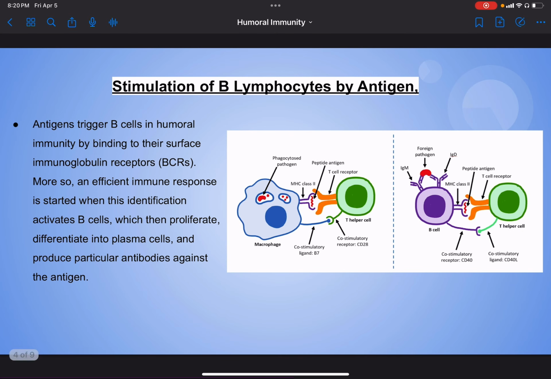As for stimulation of B lymphocytes, antigens trigger B cells in humoral immunity by binding to their surface immunoglobulin receptors, otherwise known as BCRs. More so, an efficient immune response is started when this identification activates B cells, which then proliferate, differentiate into plasma cells, and produce particular antibodies against the antigen.